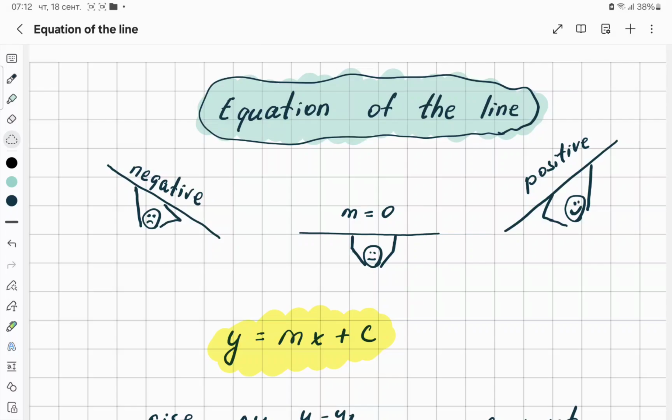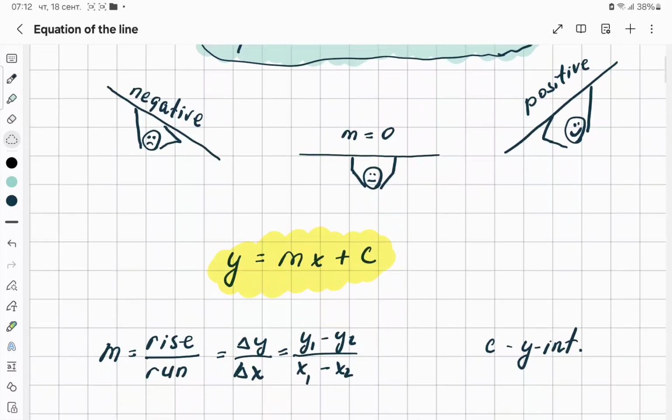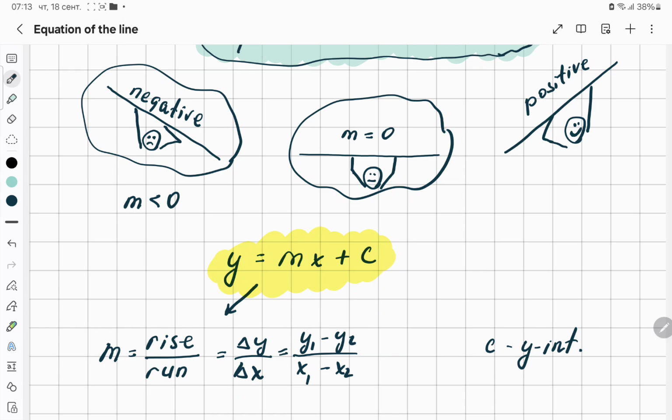Let's start. First of all, let's make a quick reminder of how the equation of the line looks. We will consider slope-intercept form. It means that y is equal to mx plus c, where m is the slope. These pictures represent the different types of slope. If the slope m is negative, it will look like this. This is a case where m is equal to 0, and this is a case with positive slope.